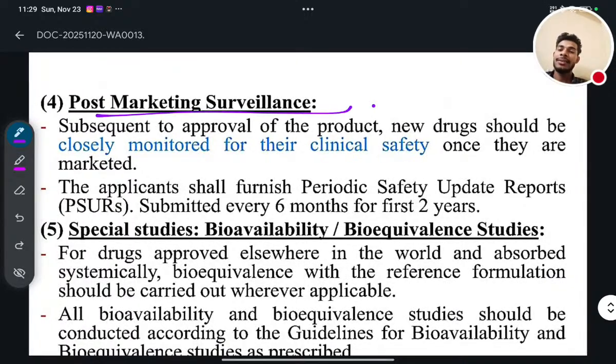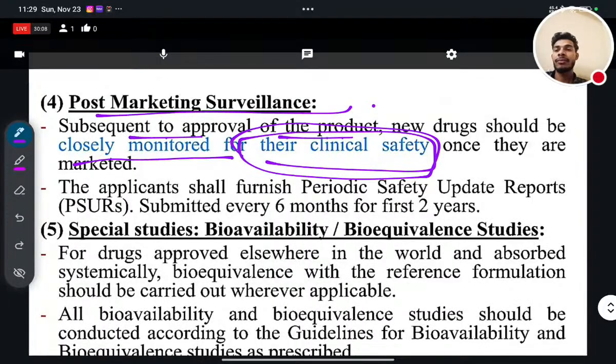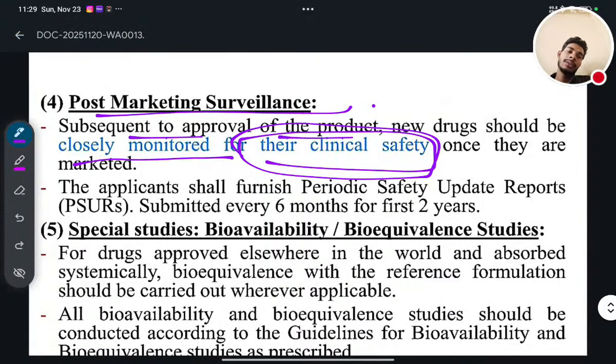Post-marketing surveillance. After the approval of the product, a new drug should be closely monitored for clinical safety. It should be closely monitored. That means what will happen? Once you go to the doctor, if the doctor prescribes you any new drug, then he will tell you to go back to him after 6 or 7 days. Generally people don't go back to the doctor again. But if a person goes back after 7 days, then the doctor will ask some questions, like, did you see any side effect of the drug?